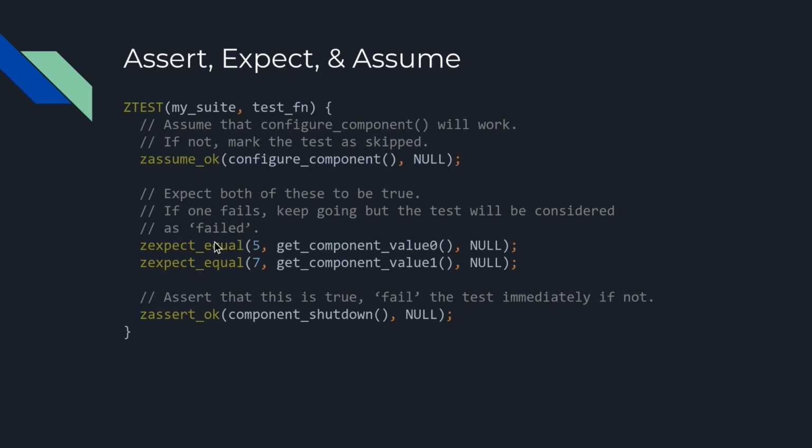The expect API is more akin to the assert API, but allows the execution to continue. Only at the end of the function will the result be computed. That means that if getComponentValue0 does not return 5, we will continue executing, but the test will still fail at the end of the function.